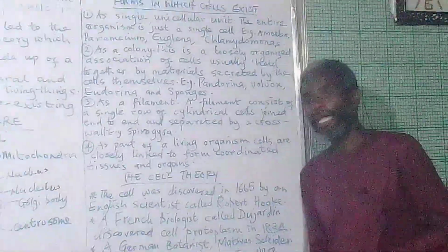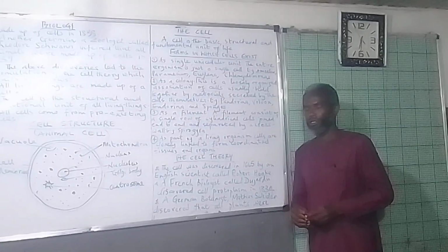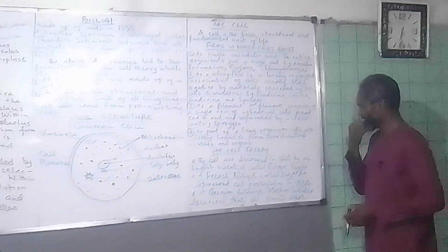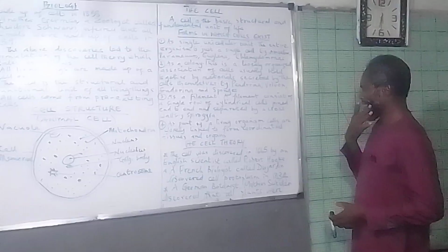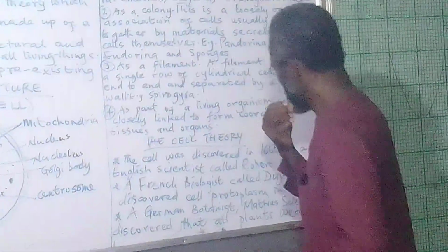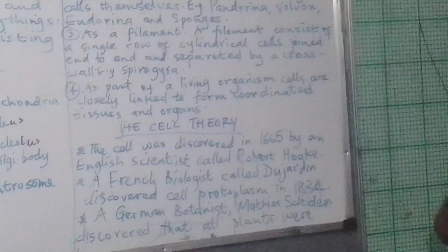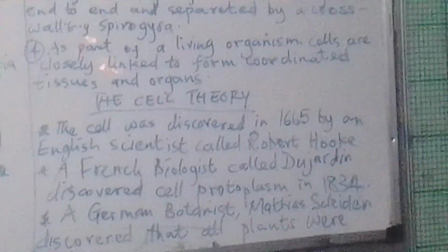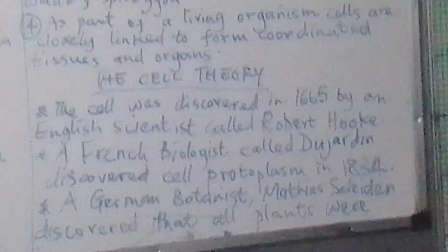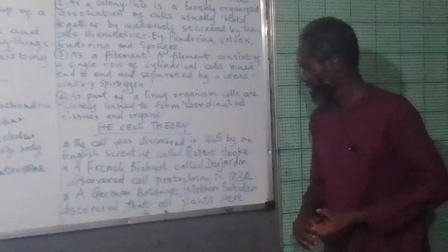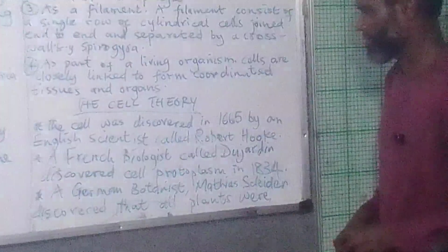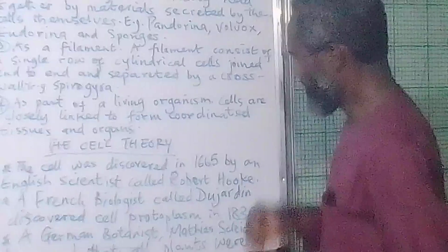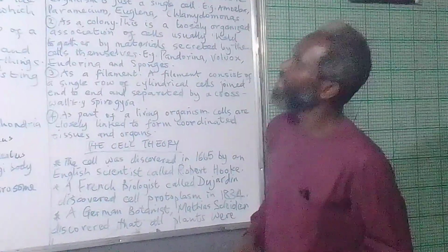So, there is the cell theory. The cell theory was developed from discoveries beginning in 1665 by an English scientist called Robert Hooke. Also, a French biologist called Dujardin discovered cell protoplasm in the year 1834.